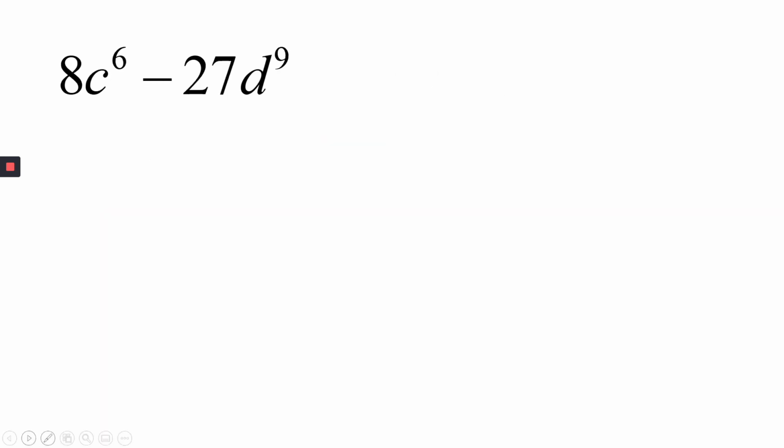Last couple examples. This one is a difference of cubes problem. So if we take the cube root of each, we see that this is going to be 2c squared. And then when we take the cube root of this one, we see that this is 3d to the third. Then we're going to use our SOAP property. So the first factor is 2c squared, same sign, so minus 3d to the third.